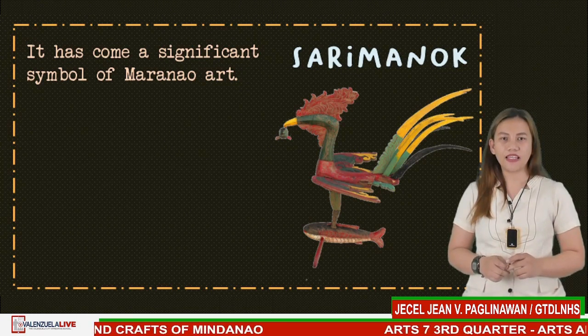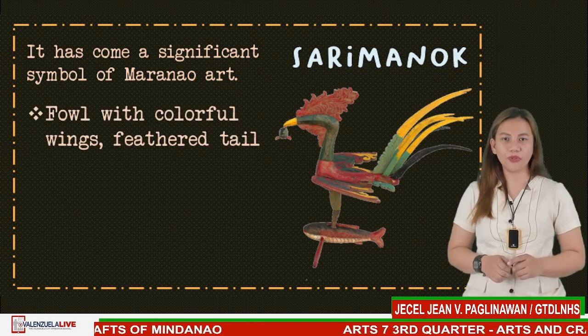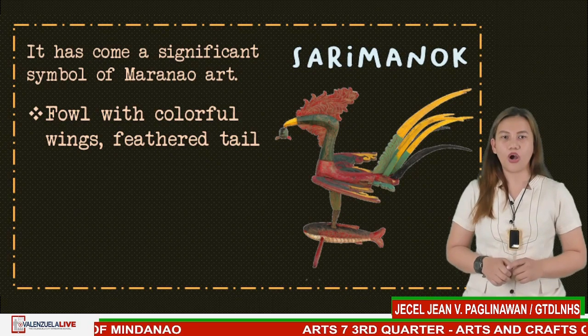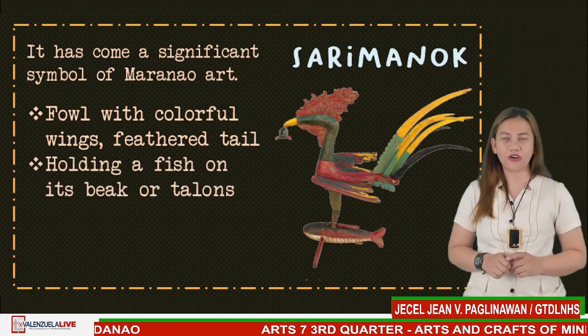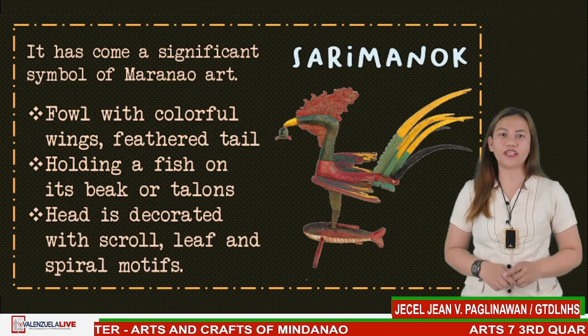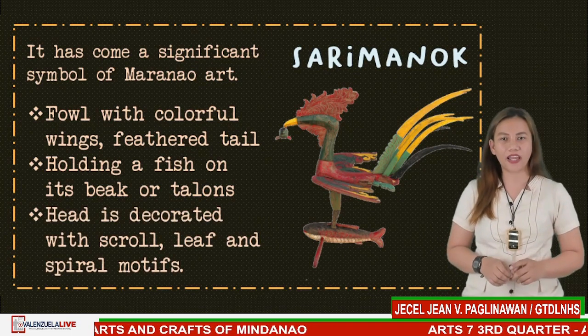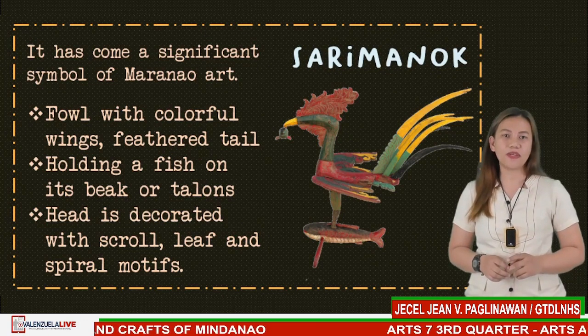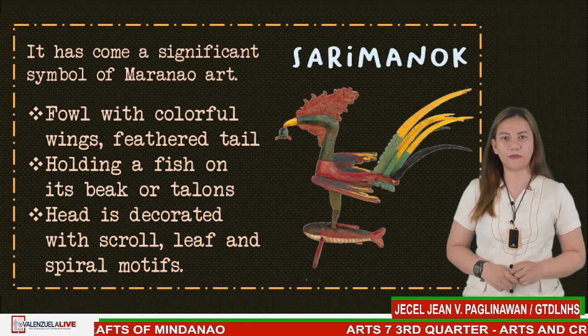It is depicted as a fowl with colorful wings and a feathered tail, holding a fish on its beak or talons. The head is profusely decorated with scroll, leaf, and spiral motifs. It is said to be the symbol of good fortune.